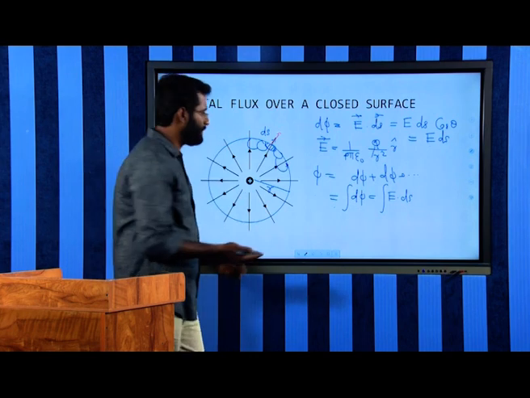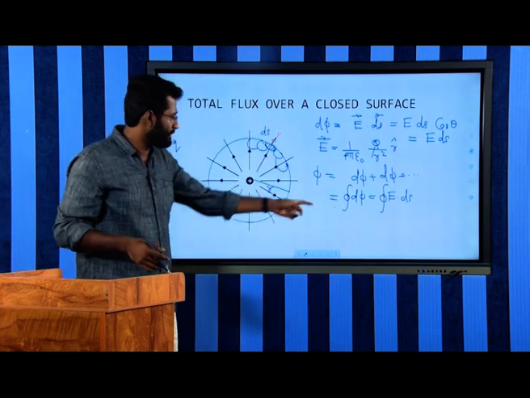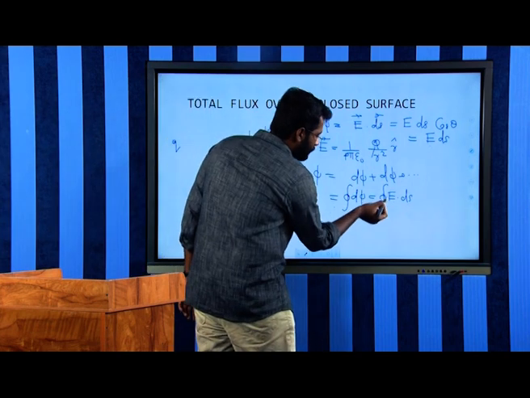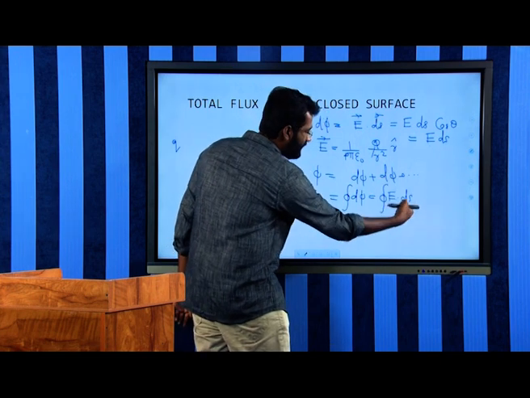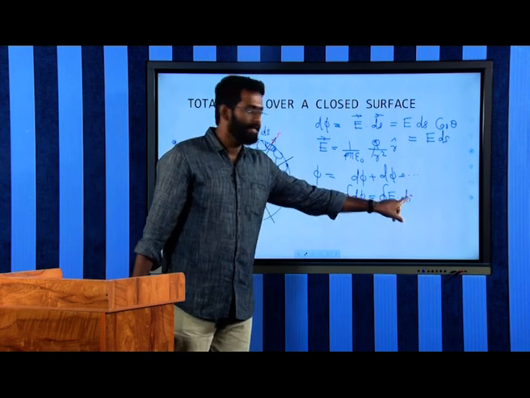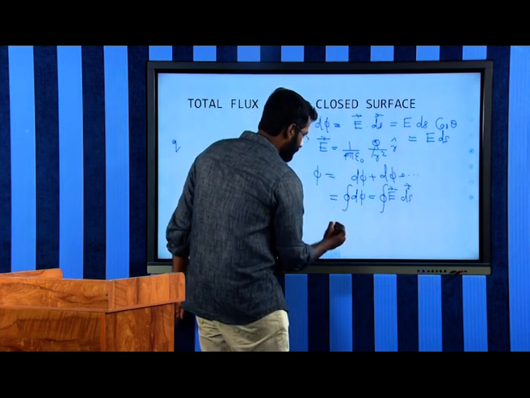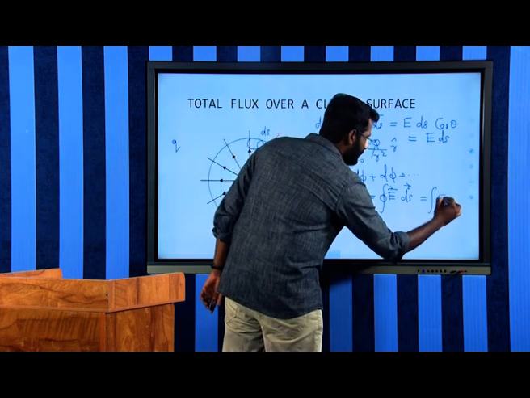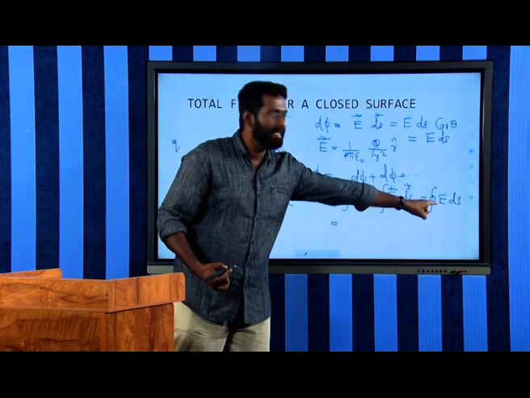To show it is a closed surface, we put a circle here. Whenever an integral is closed, we use this symbol, and it says that it is a closed surface. Now ds means an elemental area, so we are integrating over a closed surface. So we have to do this E dot ds, and already we know that E dot ds is E ds. So this is equal to the closed integral of E ds, and we can take this E outside.